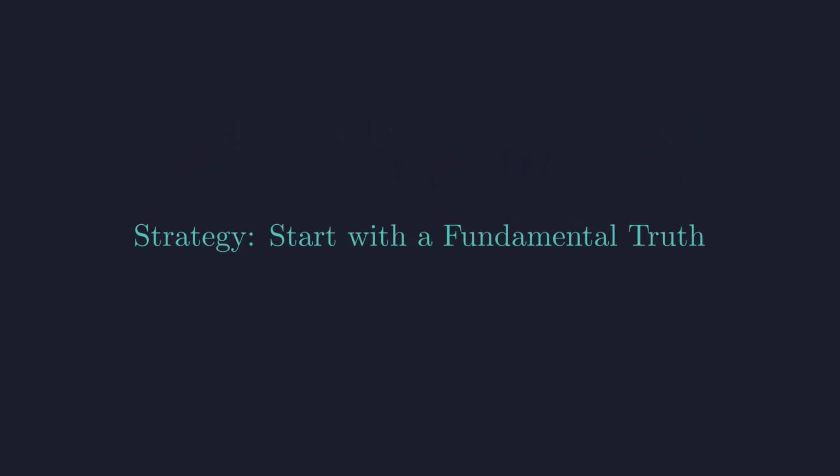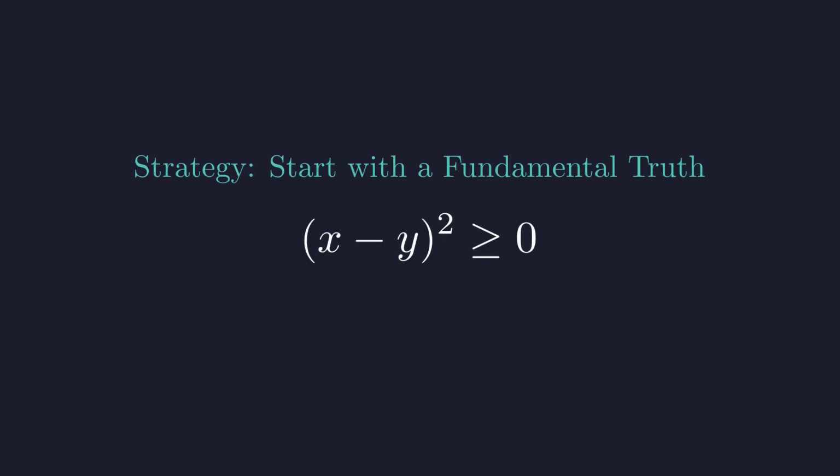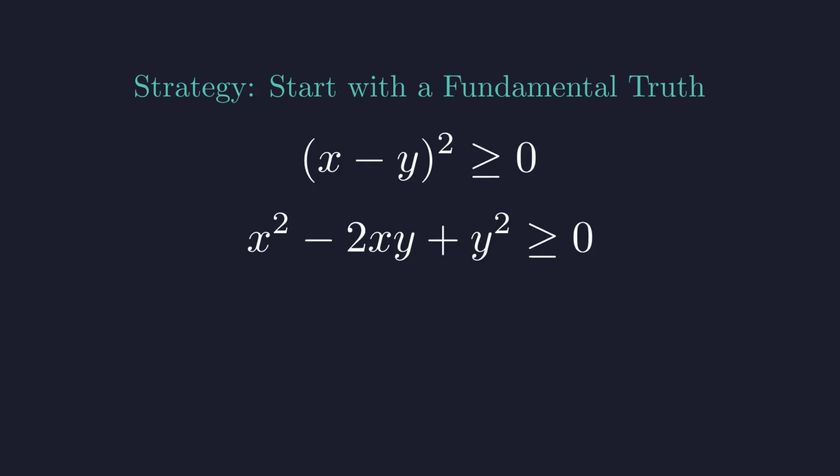Our plan is to start with an undeniable truth and use it to build powerful tools. We start with a simple truth. The square of any real number is non-negative. This is the seed for our chain of inequalities. Expanding this, we get a tool that's surprisingly powerful for bounding expressions. Expanding the square, we see how the cross term fits in. This form will let us relate sums and products.